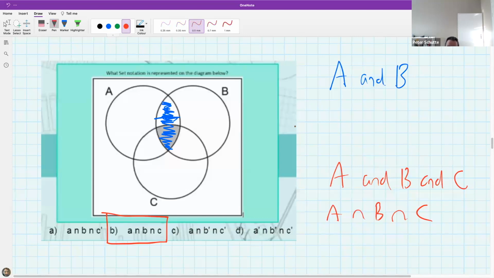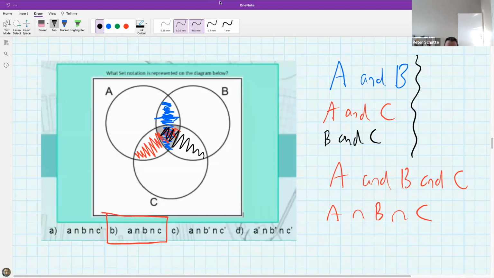If I said to you, what is the region colored in A and C? To be in A and C, you would be in that region there. And if you had to be in the region, what's the one we haven't done? B and C. B and C would be this region here. Do you notice how the one in the middle is the only one that's in all 3? Give me a thumbs up if you feel like you have understood the different regions with 3 overlapping circles.